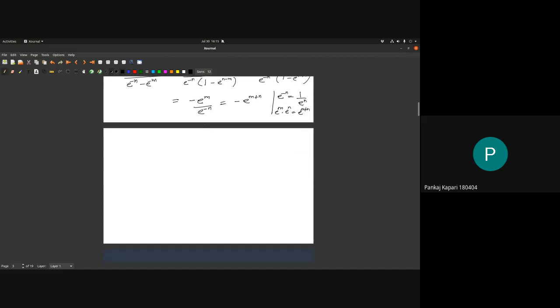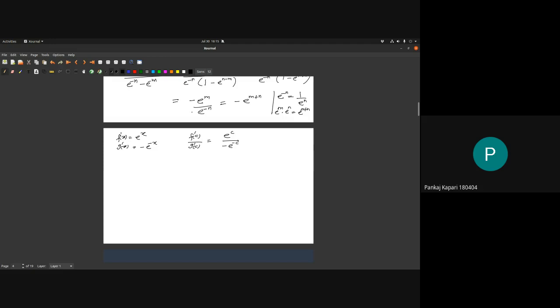So what is the derivative of e^x? What is f prime x? It is e to the power x, right? And what is g prime x? This is minus of e to the power minus x, right? Okay. So what is f prime c divided by g prime c? This is equal to e to the power c divided by minus e to the power minus c.